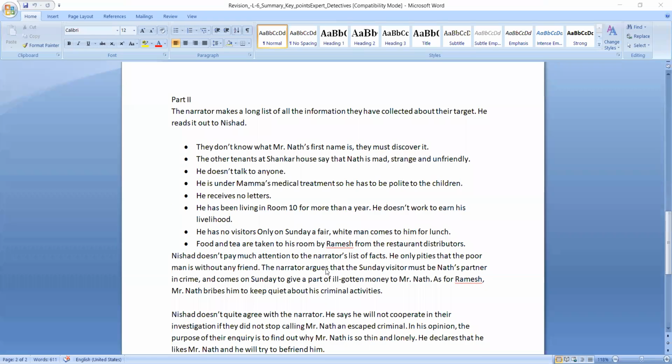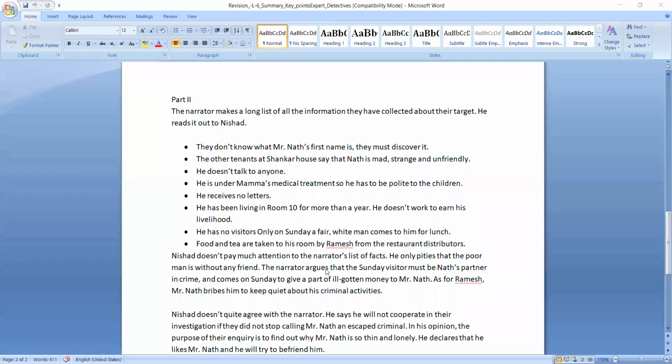Then they collected a list of information that would help them to identify Mr. Nath as a criminal. These were the clues. They did not know Mr. Nath's first name, and they must find it out.